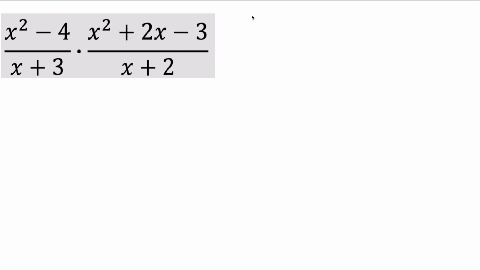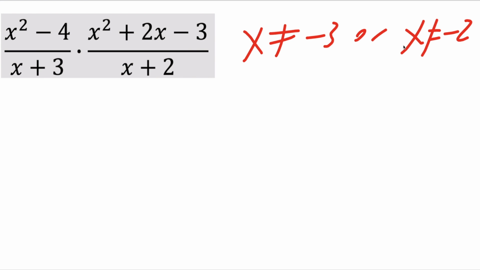Okay, this will be our second problem. We'll do the same procedure. We want to identify the restrictions on x. So what value of x makes the denominator 0? For this piece, if x is -3, we get -3 plus 3 is 0, and we can't divide by 0. So x does not equal -3, or for this piece, x does not equal -2. Both of these values, if you have them, then you're dividing by 0, and you can't divide by 0.